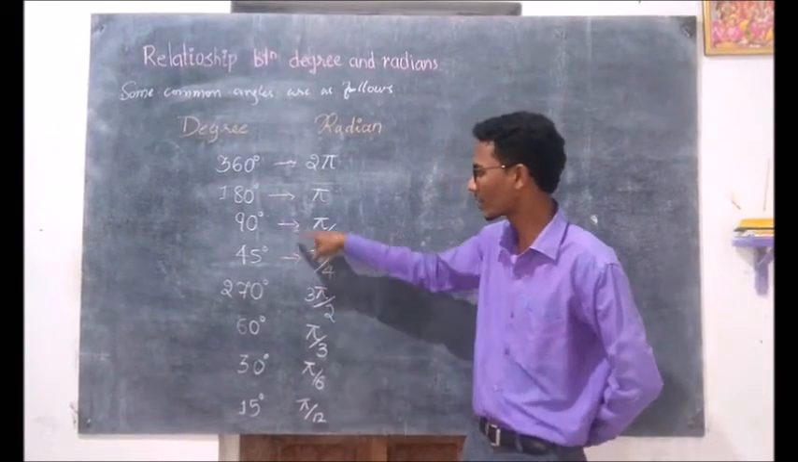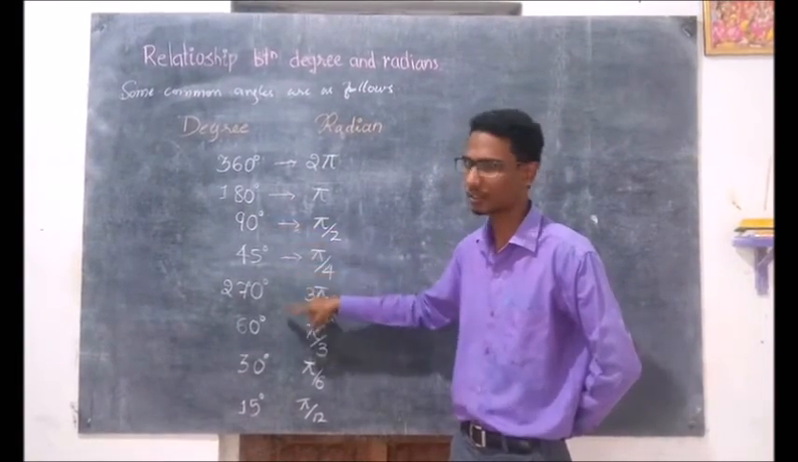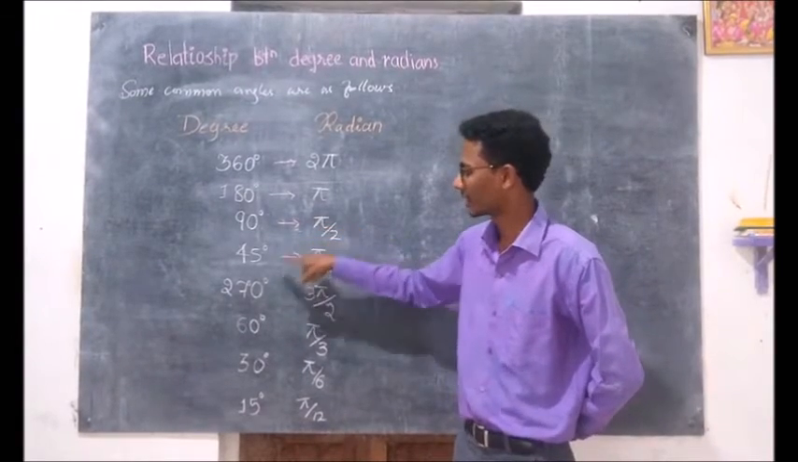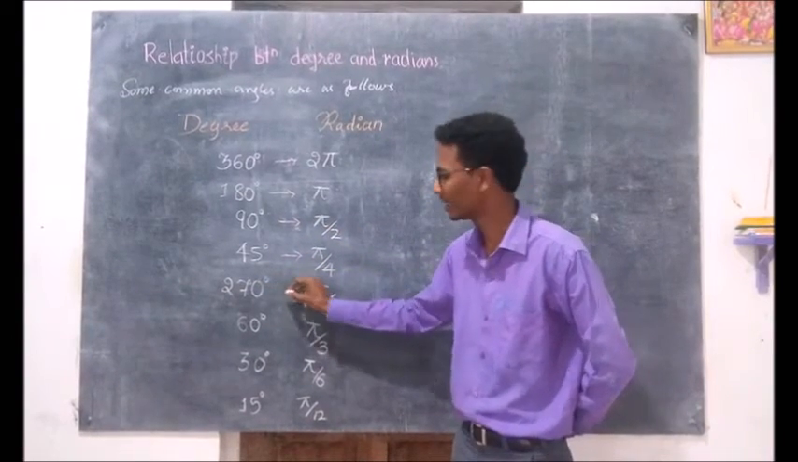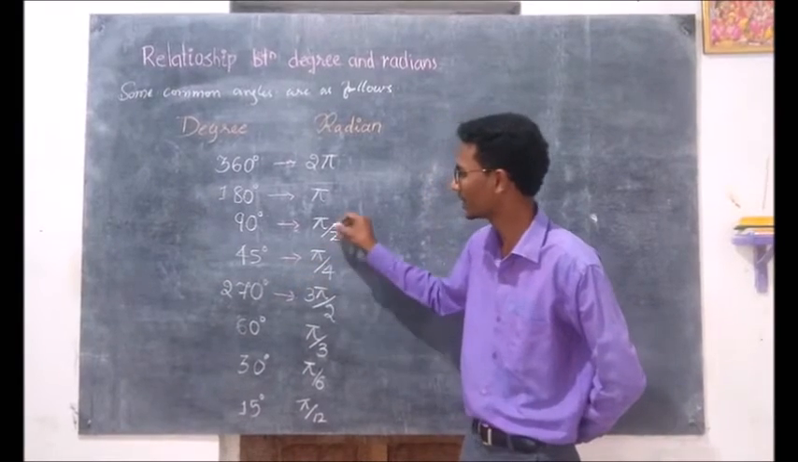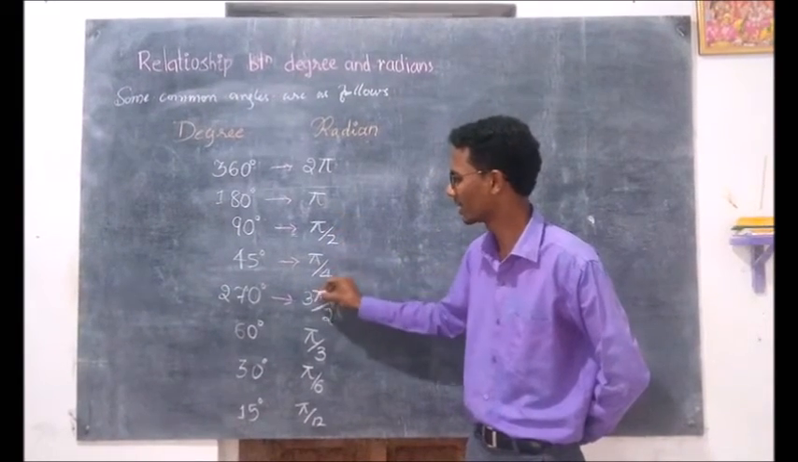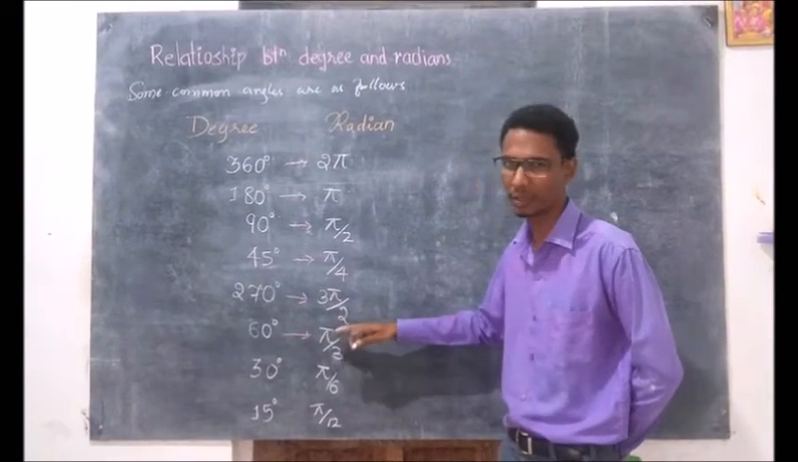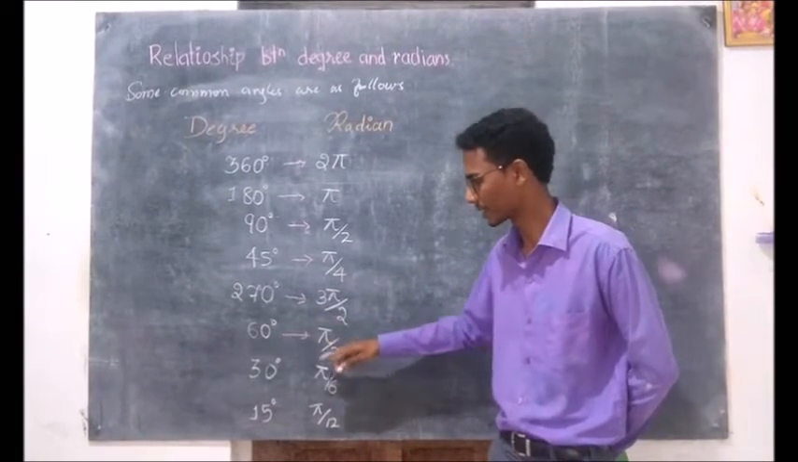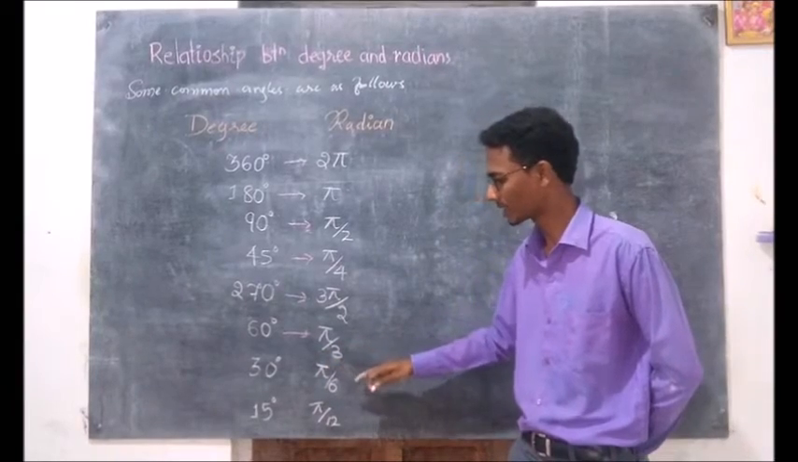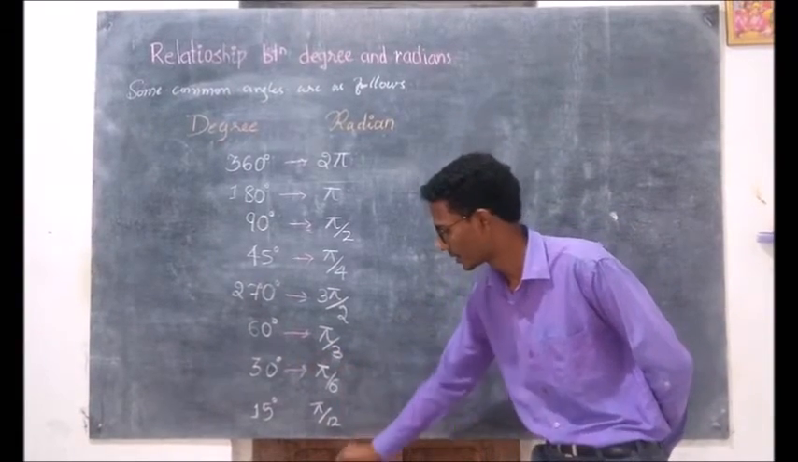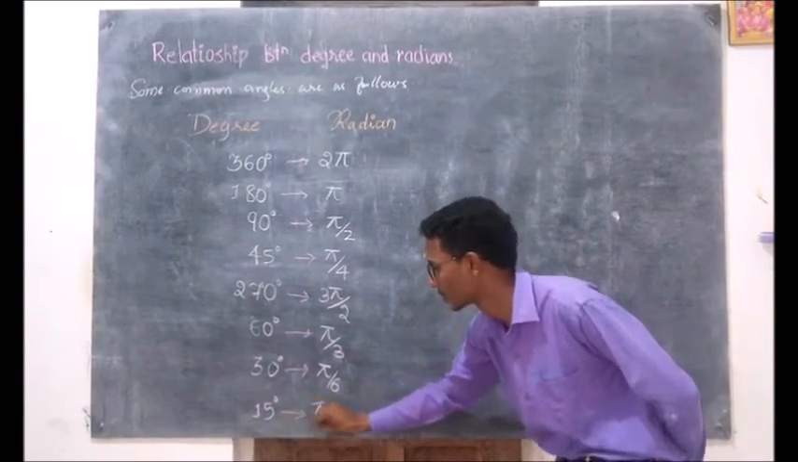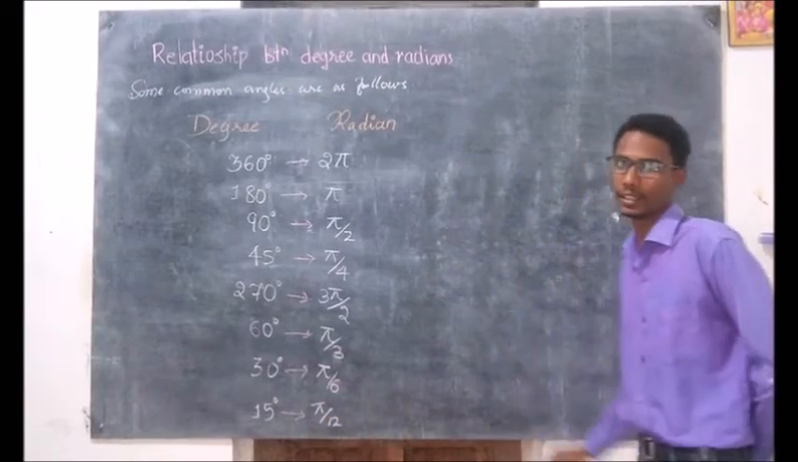Similarly, 3 times of 90 is 270 degrees. 270 degrees will be 3 times pi by 2, that is 3 pi by 2 radians. Similarly, 60 degrees is equal to pi by 3 radians. 30 degrees will be pi by 6 radians. Hence, 15 degrees will be pi by 12 radians.